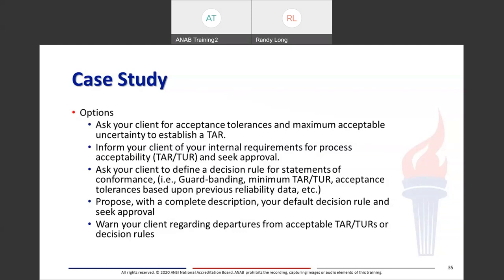To propose, with a complete description, your default decision rule and seek approval for that. And then you should also warn your clients regarding departures from acceptable TARs, TURs, or decision rules.